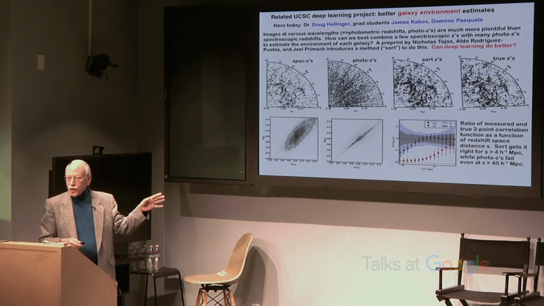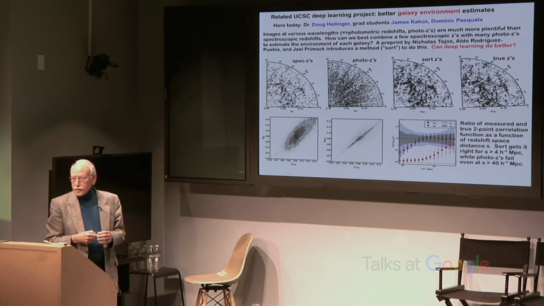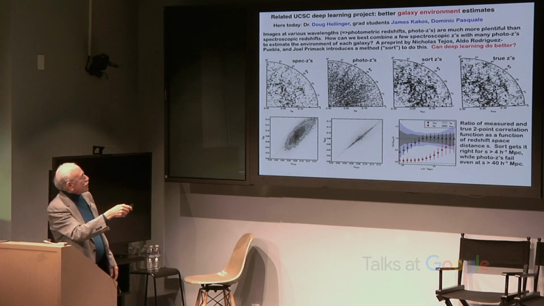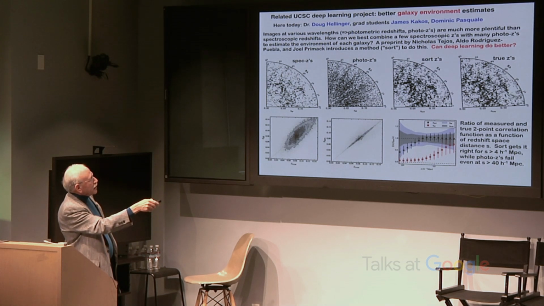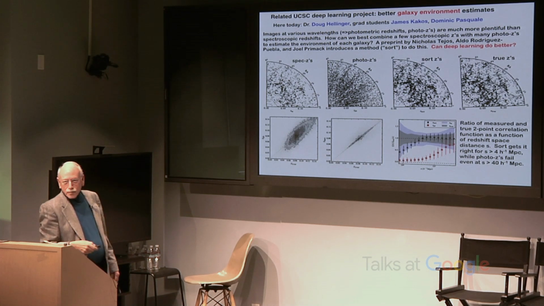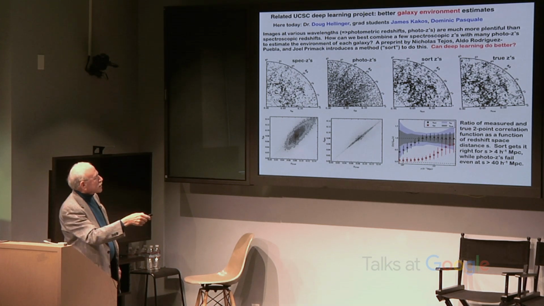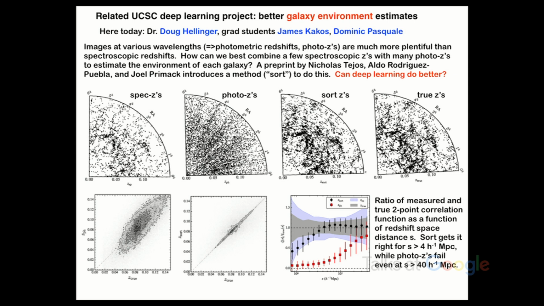Now, this is a completely different project that we're working on. This is from a paper, a preprint that I'm a co-author of, along with Nicolas Tejos, who's now a professor in Chile, and Aldo Rodriguez Puebla, my former postdoc, who's now a professor back in Mexico City at UNAM, the National University. And what we did is we took a bunch of real redshifts from our big simulation. We divided them into about 20% that we basically used exactly the same redshift.